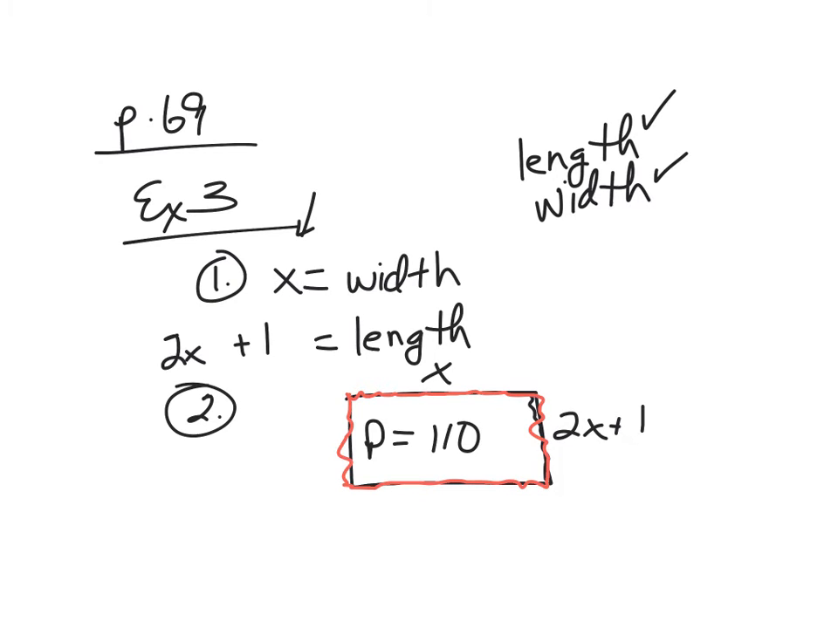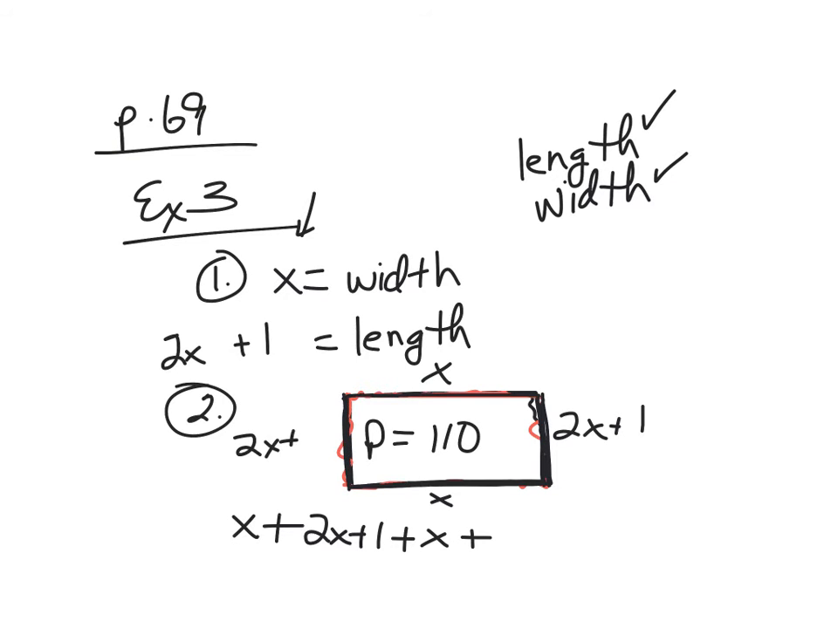That's the perimeter. So if you think about all the way around the rectangle, we would have this x plus this 2x plus 1 plus another x down here that's going to be x as well, plus, and then this side over here is also going to be 2x plus 1. So when I add up all four sides of that rectangle, I've got x plus 2x plus 1, plus another x plus another 2x plus 1, and that equals the perimeter of 110.